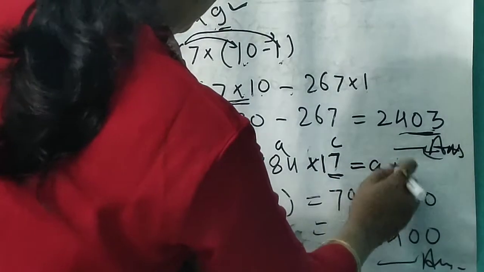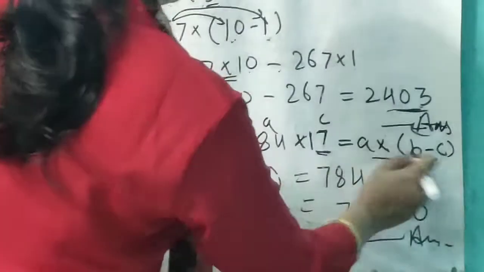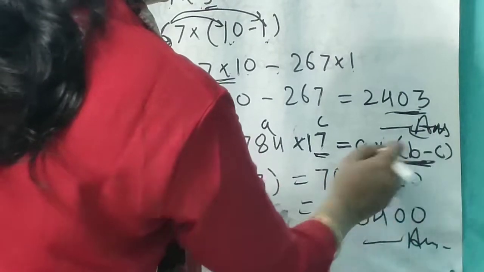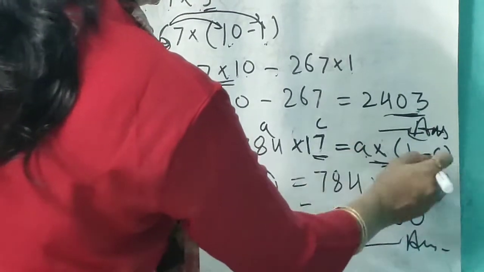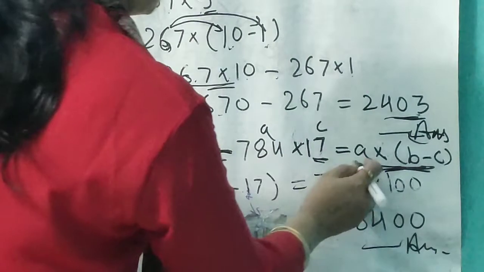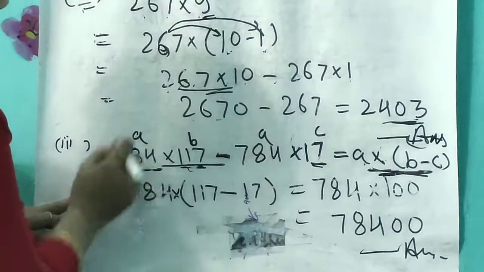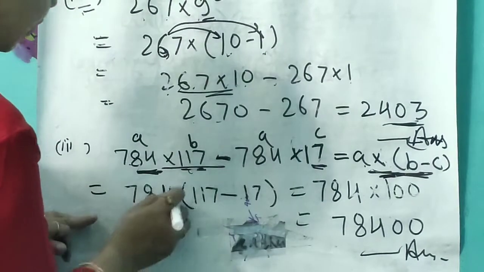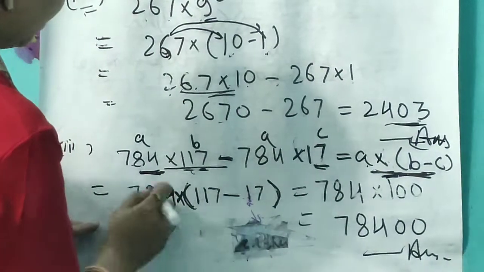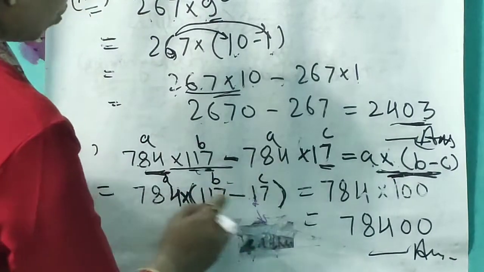What can you write? A into B minus C. We had already discussed in the distributive law that A into B minus C is equal to A into B minus A into C. So it is given in that form, A into B minus A into C, and we can write it in this form also, A into B minus C. It means this A, 784, we will take common, out of the bracket, and the other two numbers B and C we will write in the bracket. This is your A and now B minus C.